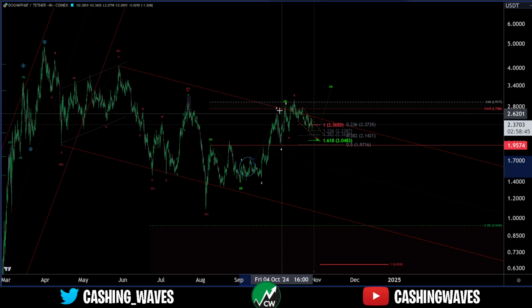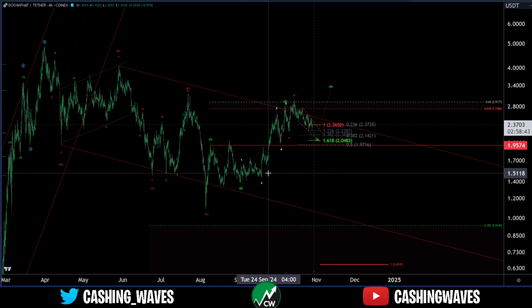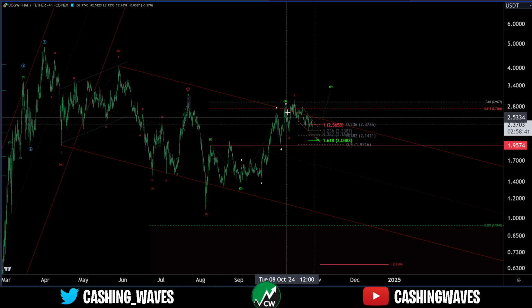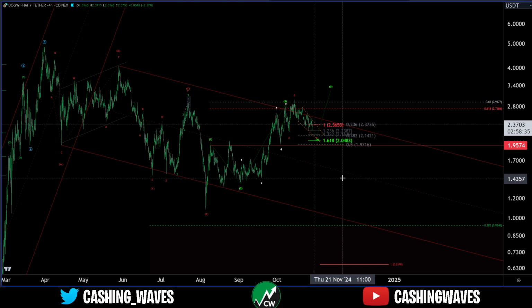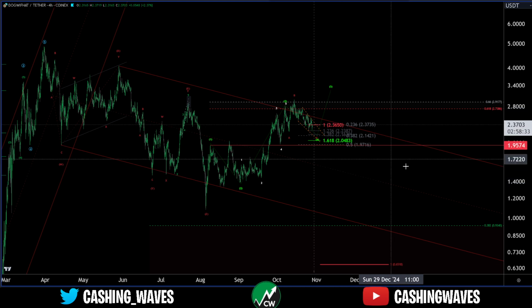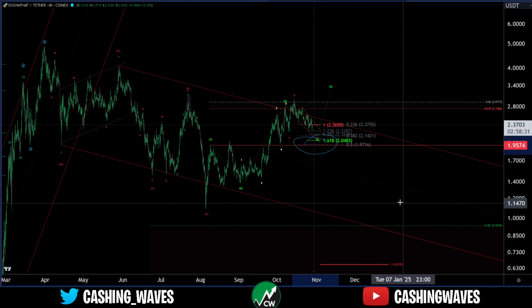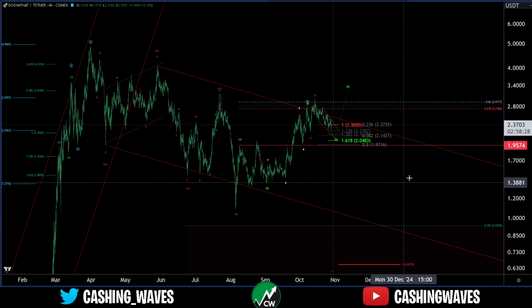This was a running flat. Although the alternation does work, it is quite ugly. We get a running flat here and then an expanded flat here for our wave 4. Not quite what we want, but it is all valid. Invalidation is right there at 195.74. So I might consider that an option there.